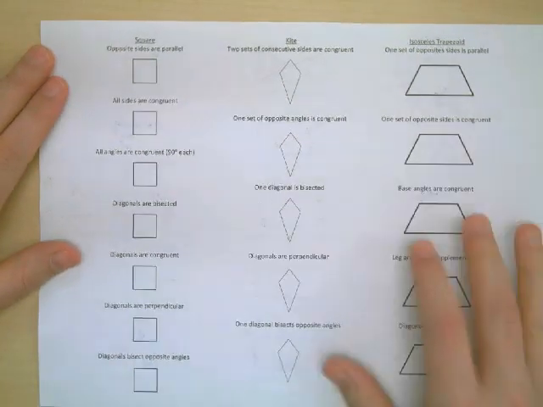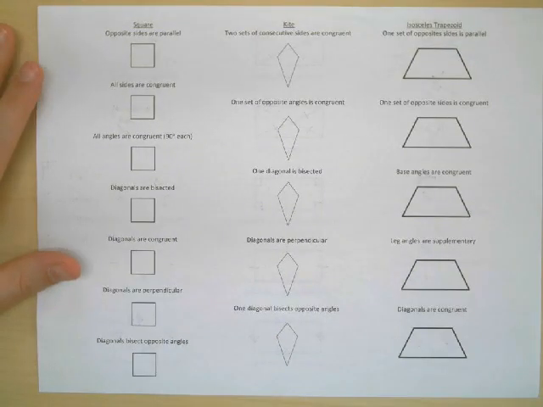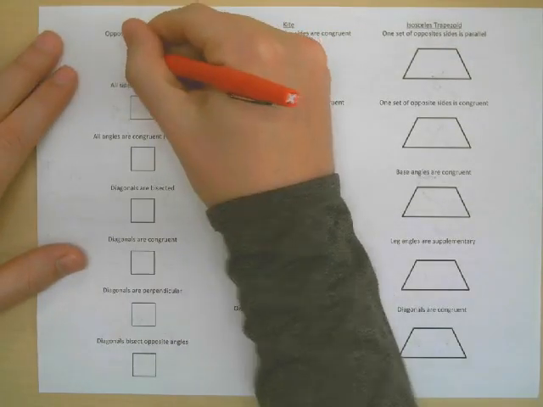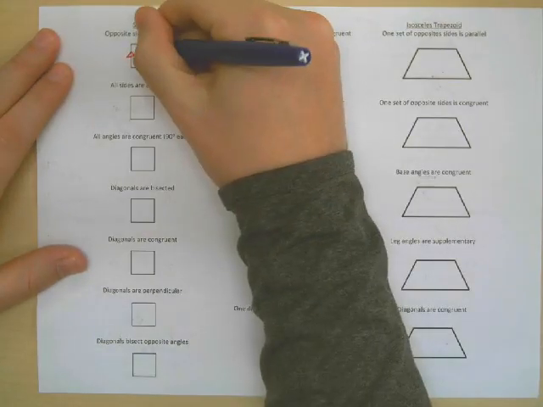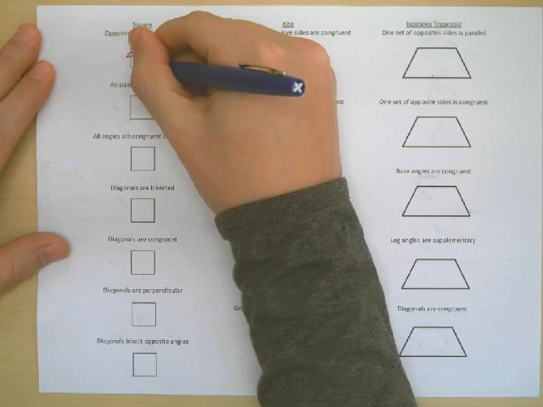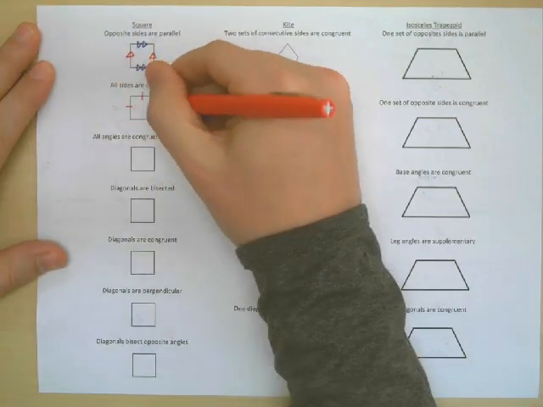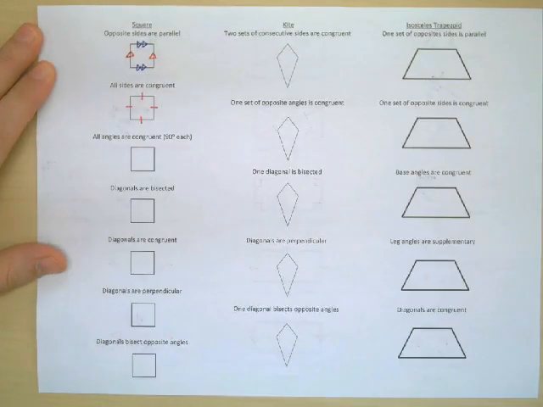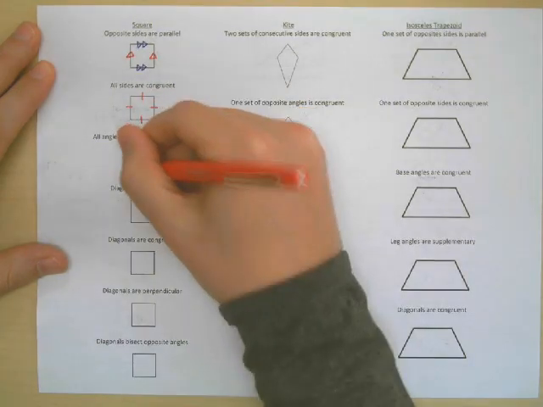Moving to the back, we've got the square, which has the most properties out of any of these quadrilaterals. So the square starts with opposite sides are parallel. And all sides are congruent. Everything gets a single red tick mark. All angles are congruent, 90 degrees each. So all angles get the box.